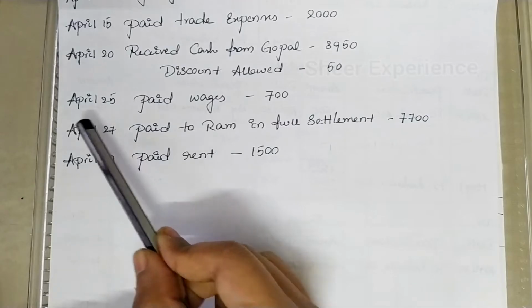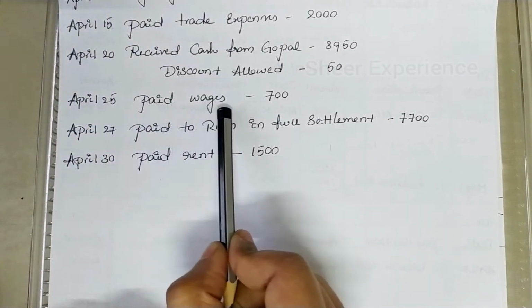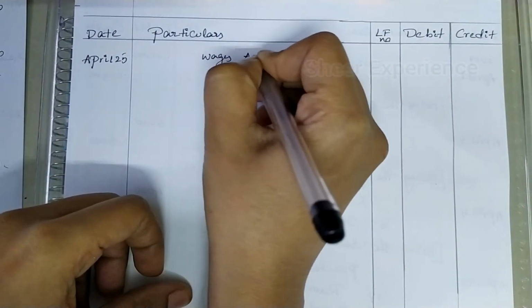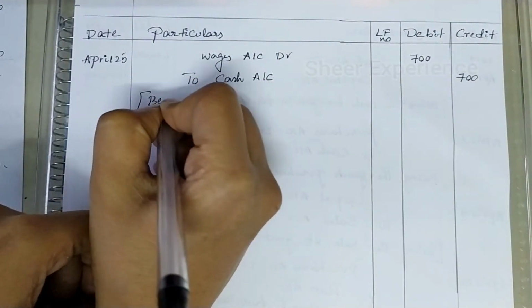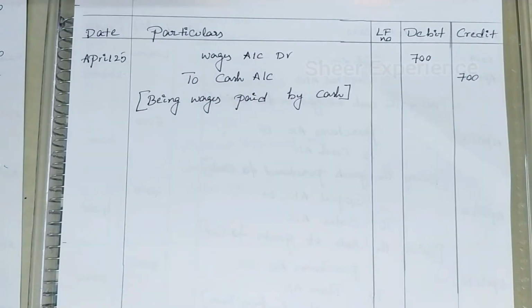Our next transaction is paid wages 700. The journal entry is wages account debtor to cash account. Wages is an expense. Cash is an asset.